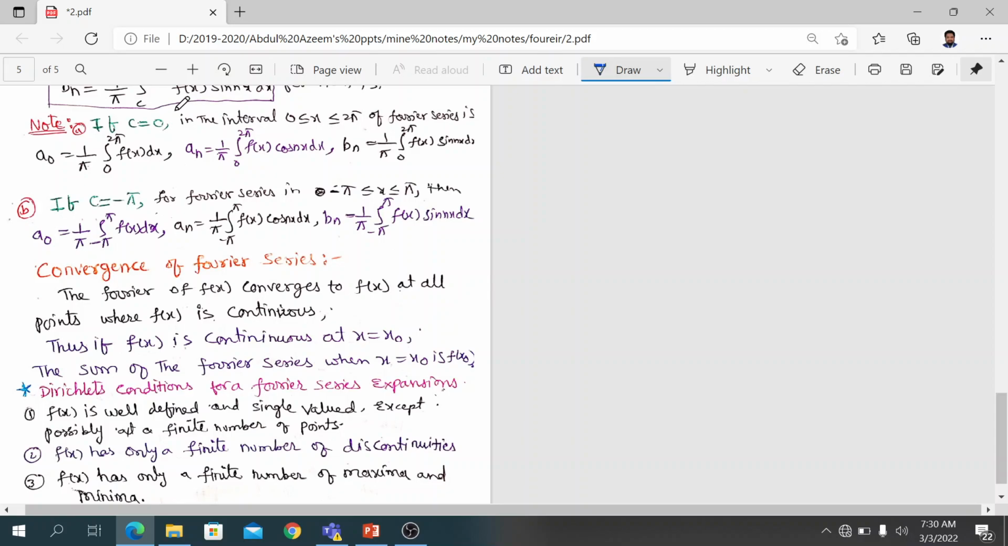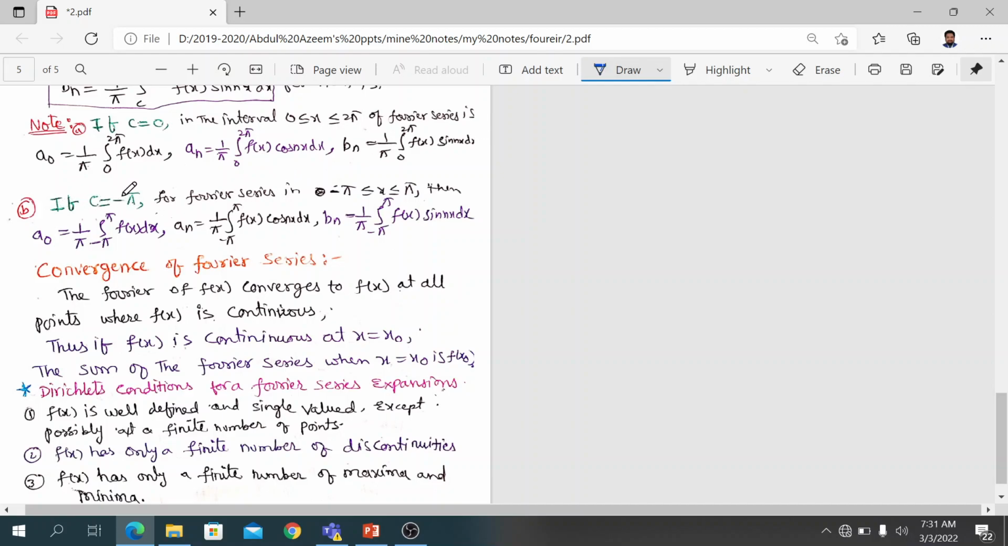As we have seen the a naught, an, bn values for c to c plus 2 pi. Now note, if c is equal to 0, then in the interval 0 less than or equal to x less than or equal to 2 pi, the Fourier series coefficients become a naught is equal to 1 by pi integration 0 to 2 pi f of x dx. An value is 1 by pi integration 0 to 2 pi f of x cos nx dx. Bn is equal to 1 by pi integration 0 to 2 pi f of x sin nx dx.